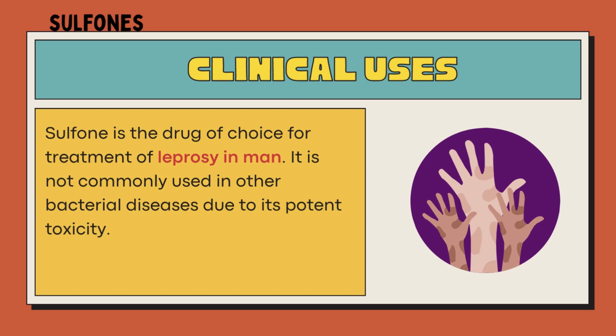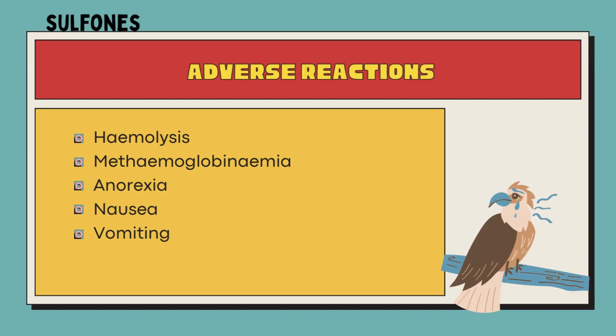For its clinical uses, sulfone is the drug of choice for treatment of leprosy in man. It is not commonly used in other bacterial diseases due to its potent toxicity. Adverse reactions include, when sulfones are used improperly, potent toxicity that leads to hemolysis, methemoglobinemia, anorexia, nausea, and vomiting. Furthermore, Cesar will further discuss the antibacterial agents specifically.